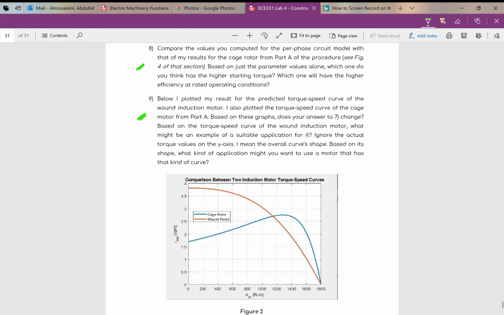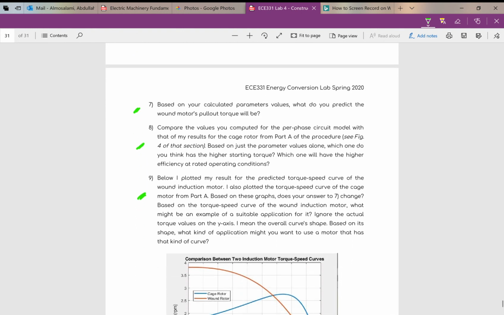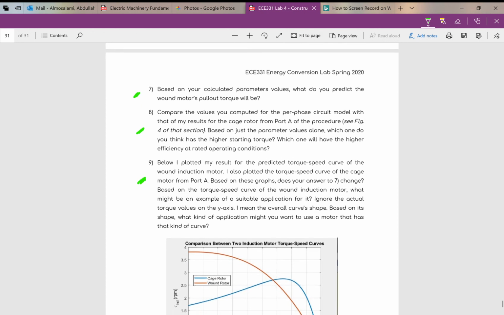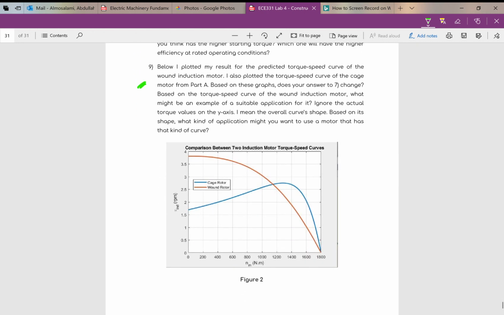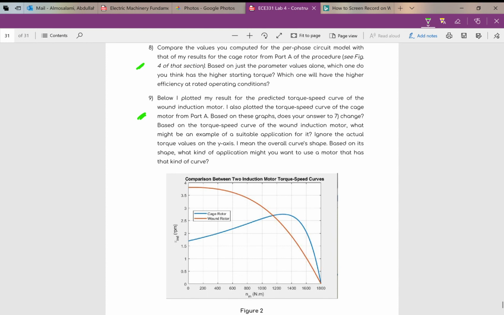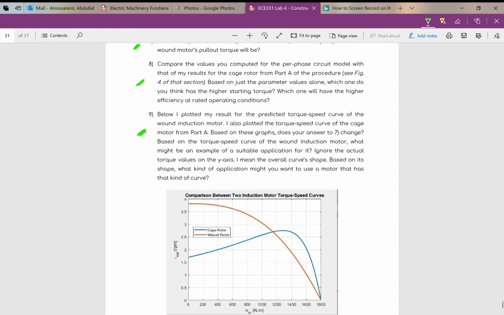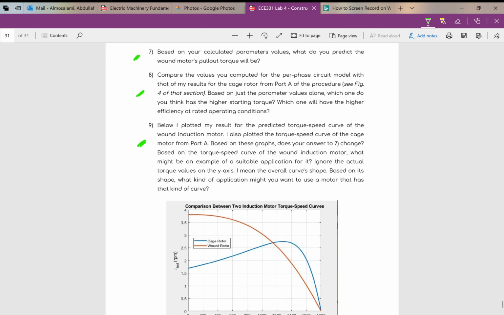Finally, question 9. So far for questions 7 and 8, I kind of have you just guess based on looking at the parameter values. For question 9, I go ahead and plot for you what the actual torque speed curve for both of them are. I plot them on the same plot, and then I ask you, based on looking at these plots, does that change your answers to the previous two questions?